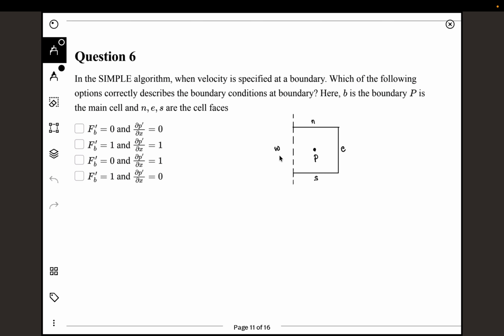Okay. In the SIMPLE algorithm, when velocity is specified at a boundary, let's say this is the boundary and velocity is specified here, which of the following options correctly describes the boundary conditions? B is the boundary, so this is my boundary, and the east, west, north, south cell faces. So which is true when the velocity is specified at the boundary?